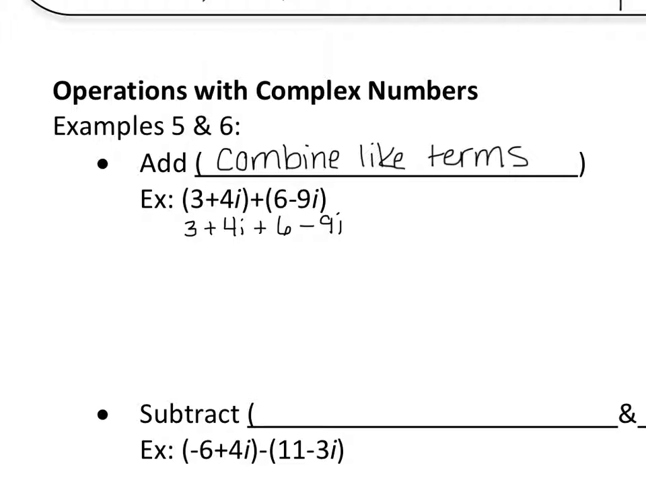So what real numbers can we combine? 3 and 6, they make 9. What imaginary numbers can we combine? 4i minus 9i, which makes -5i, and that's your answer. Make sure you write it with a real number and then the imaginary. Adding, okay? All right with that?